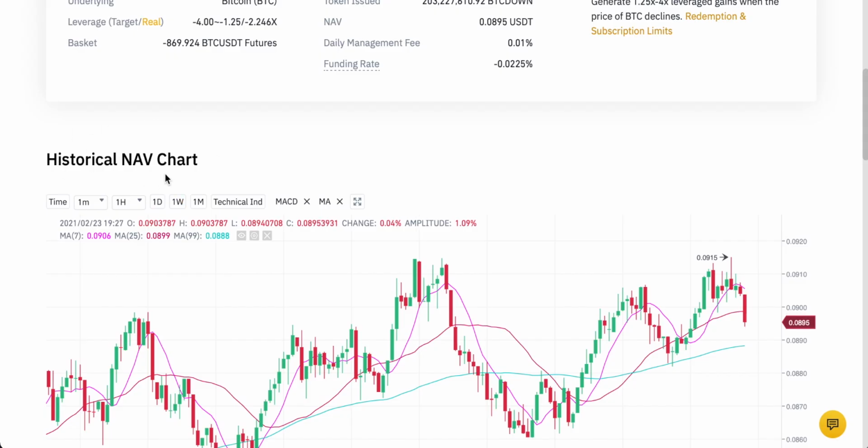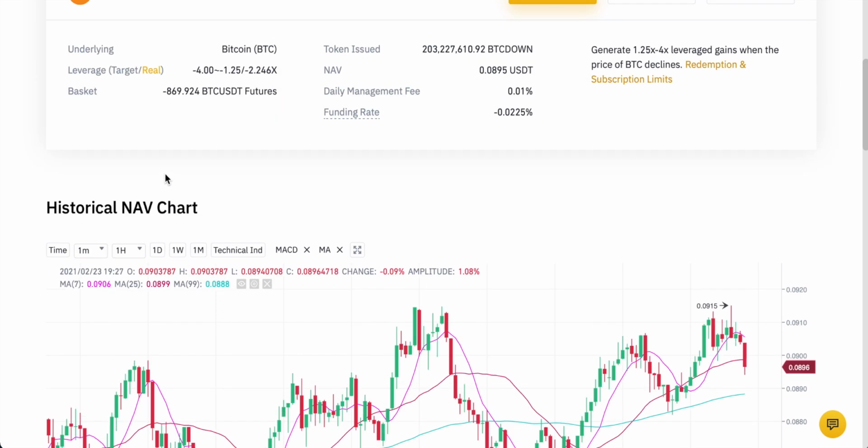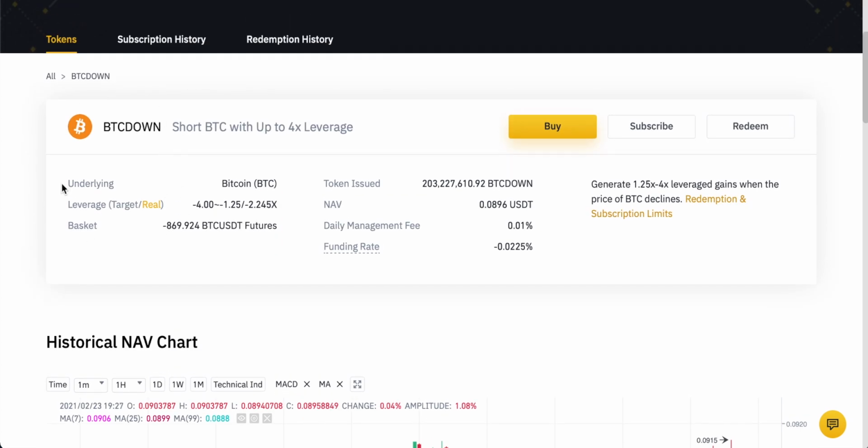Hey guys, James here, and in this video, I'm going to show you how to trade leveraged tokens on Binance. We'll go over what leveraged tokens actually are, what cryptos are supported, and then how to actually go ahead and trade them, as well as some of the risks you should keep in mind when trading with leverage.